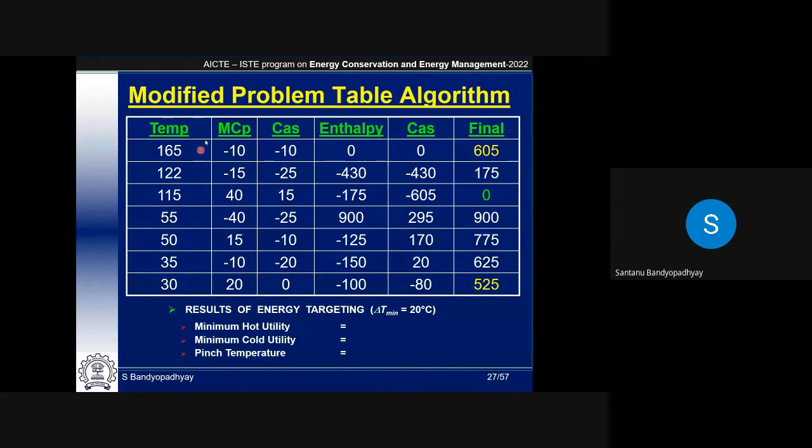However, you remember that temperature is shifted. So this is a shifted temperature where both the shifted composite curves touch each other. That means the hot side would be half delta T up, and the cold side will be half delta T down. That means my targets will be: hot utility is 605, cold utility is 525, and pinch temperature is 125 and 105. That's the answer we can get. So again, just to highlight, the top of this column, 605, is my hot utility requirement, 525 corresponds to the cold utility requirement, difference is 80, and 0 here gives the point where they touch each other, and that's the pinch point.